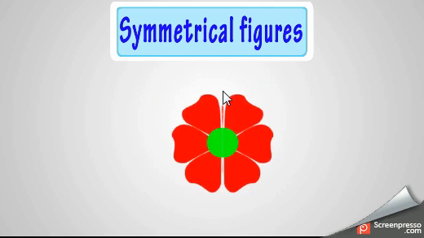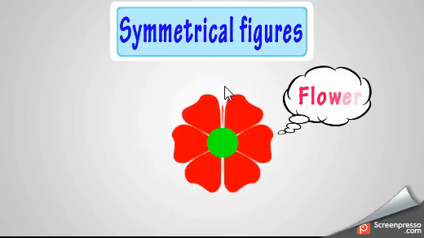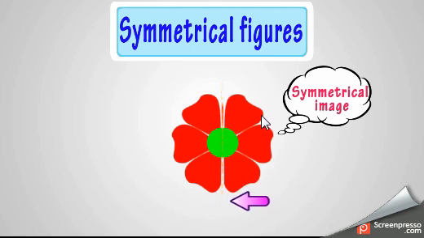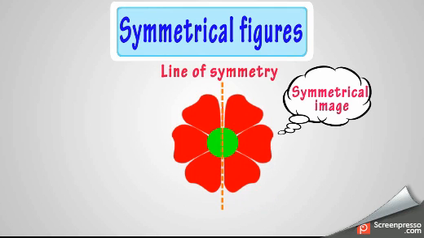If I have a flower, can I fold it to know if this is a symmetrical shape or not? We will see. Now I will fold it. This flower, I will draw the line of symmetry here, and this half I will put on this half. It completely covers the other half, so this is a symmetrical figure, and this is the line of symmetry.